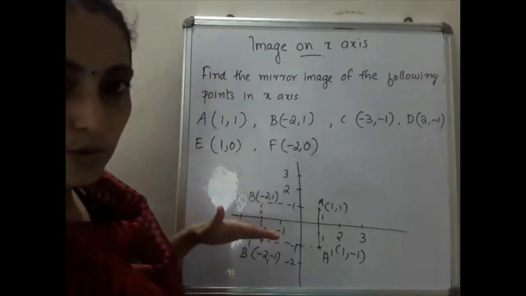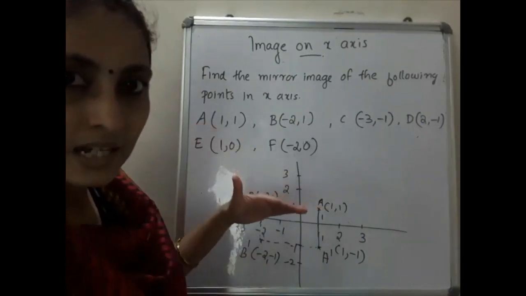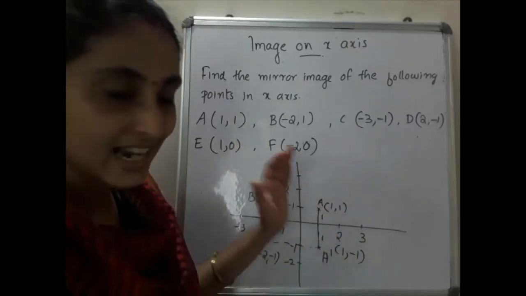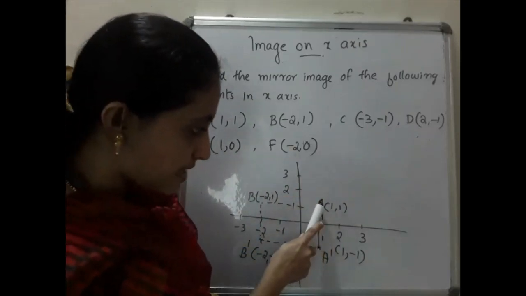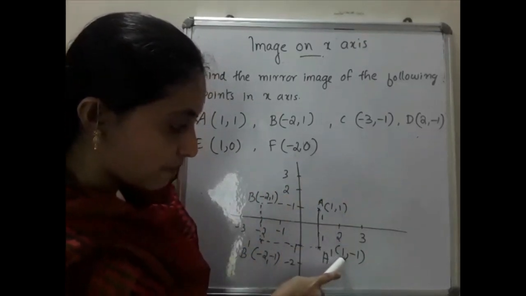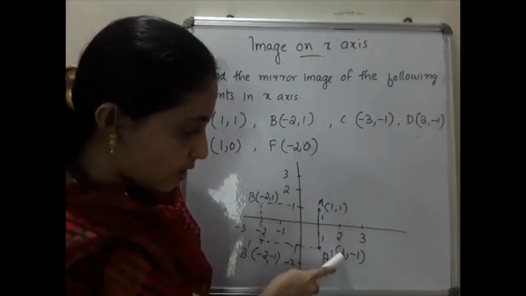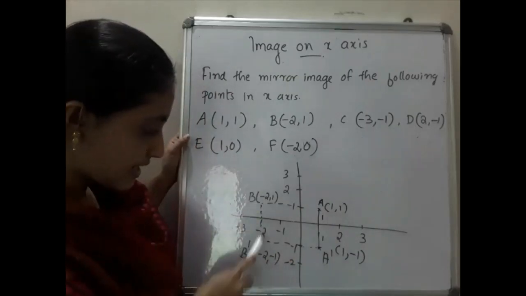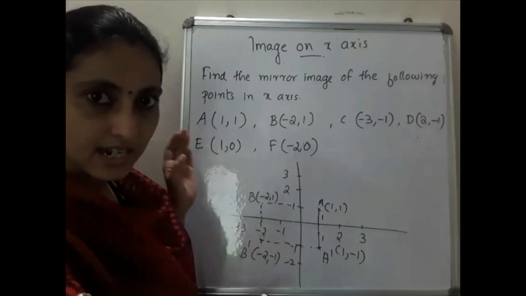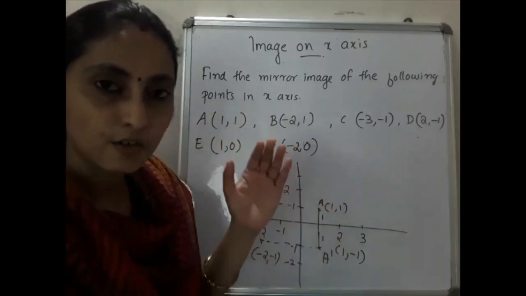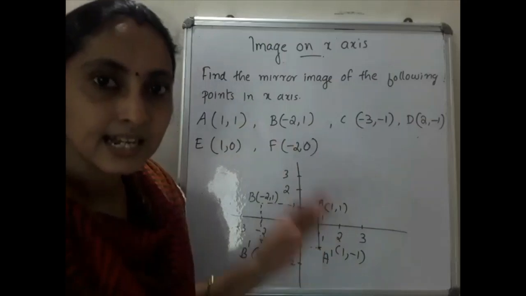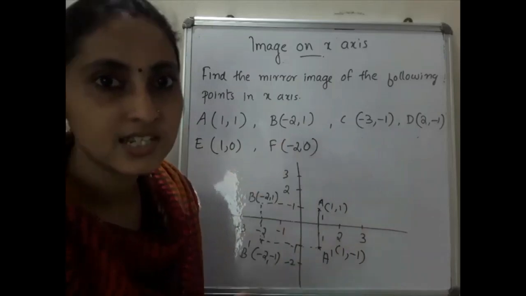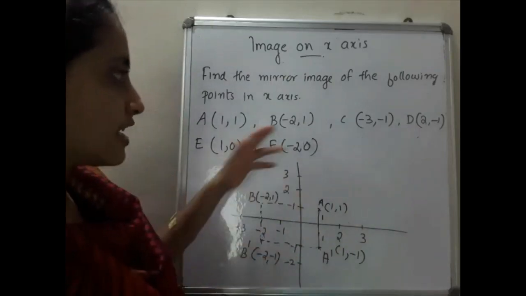While answering these two questions, what did you understand? When we place the mirror on the x-axis, which coordinate changes? Only the y coordinate changes. The x coordinate stays the same. Capital A is (1, 1) and its mirror image is (1, -1). Here the x coordinate is the same and the y coordinate changes. Here also the x coordinate is the same and the y coordinate changes. That is, whenever we take the mirror image of a point on the x-axis, its x coordinate is the same but the y coordinate changes its sign. Clear?